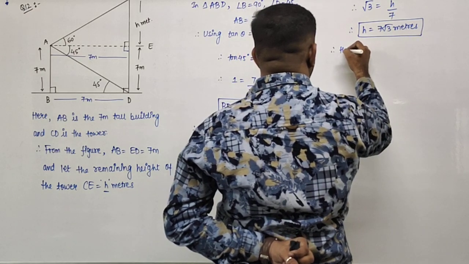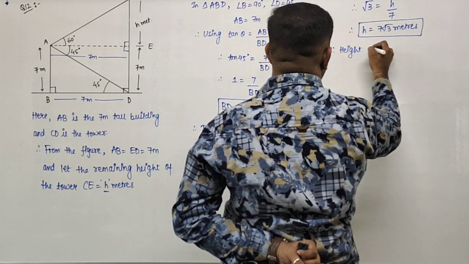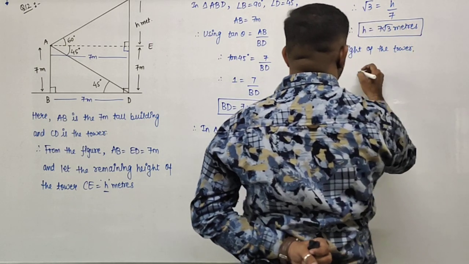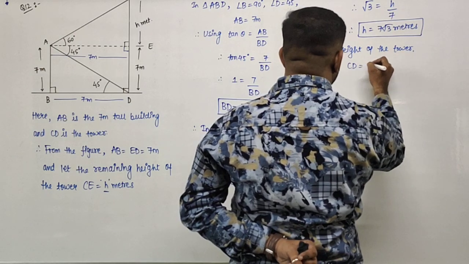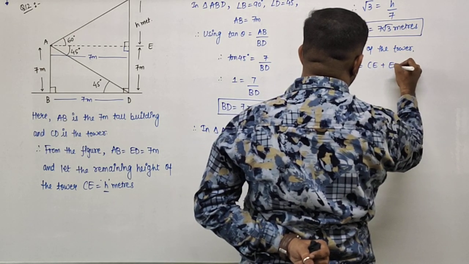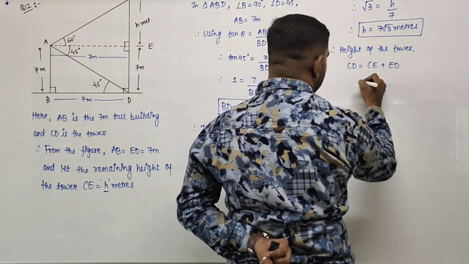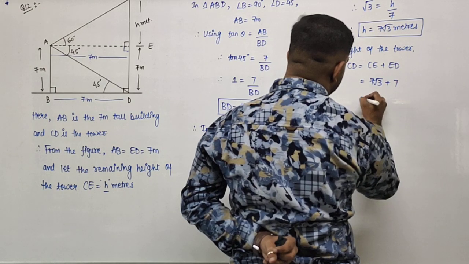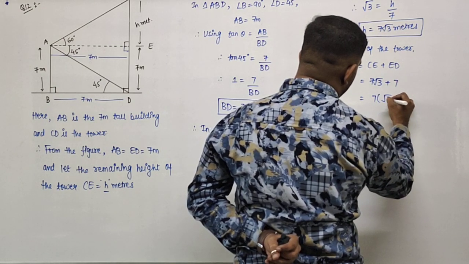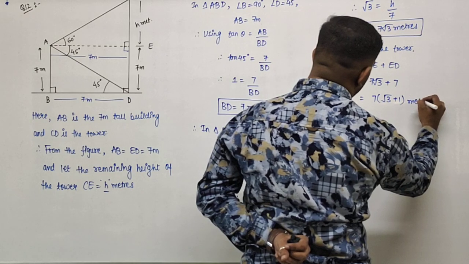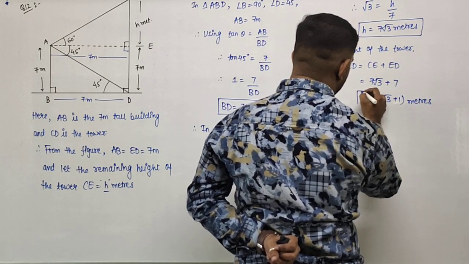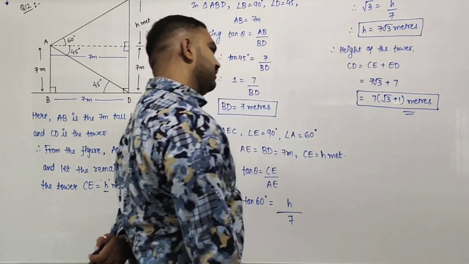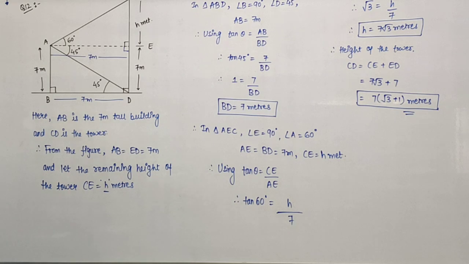Therefore the height of the tower, that is CD, is equals to CE plus ED. So CE, that is H, is 7 root 3, plus ED is 7. That is 7 multiplied by root 3 plus 1 meters. And that is your final answer, the height of the tower: 7 multiplied by root 3 plus 1 meters.